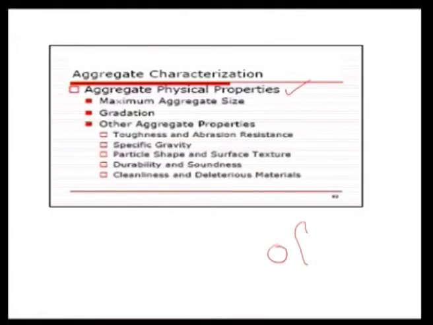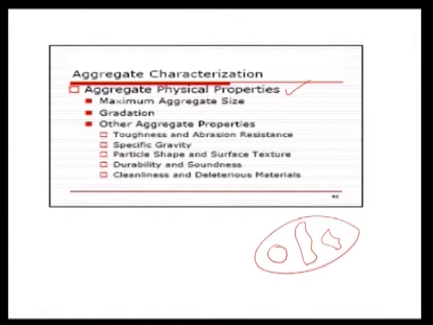Particle shape means how it looks, what is the shape? It is circular, or it is angular, or maybe it is subangular, or maybe any kind of shape. Then surface structure, texture means how the surface looks. The surface looks very shiny, or maybe it is dented. That has to be classified, you have to do it. Then durability and soundness. Then your cleanness, whether it is clean or not, how clean it is.